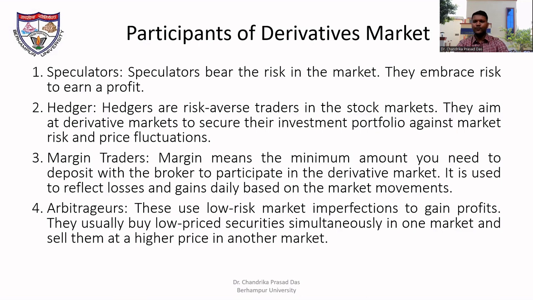The arbitrators usually buy low priced securities in one market and simultaneously sell them at a higher price in another market. In India, you cannot buy first in one market and sell in another market. You can sell first and then buy. But in Chicago Stock Exchange, in New York Stock Exchange, this arbitrage facility is available.